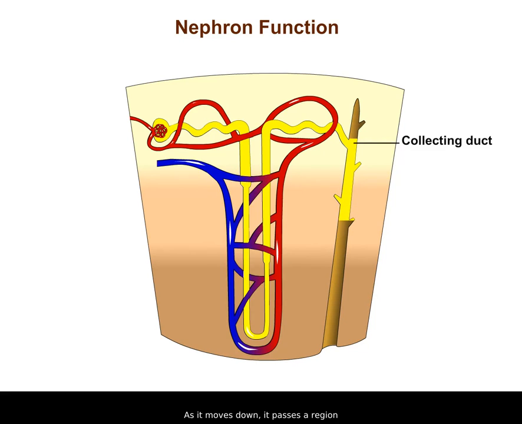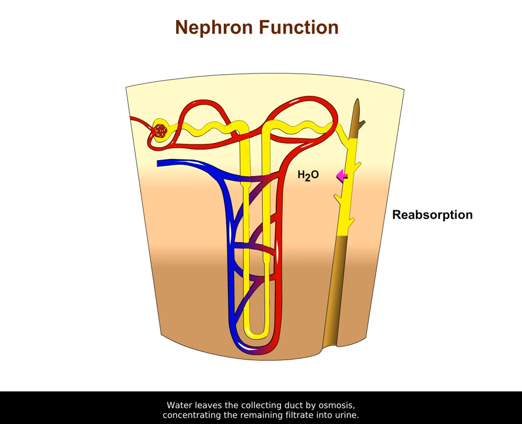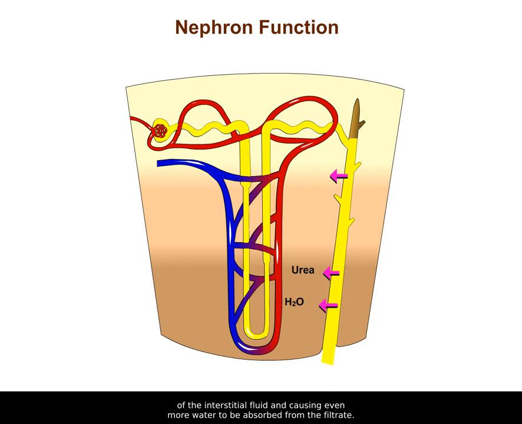As it moves down, it passes through a region where the surrounding fluid has a higher and higher solute concentration. Water leaves the collecting duct by osmosis, concentrating the remaining filtrate into urine. Urea is one of the main body wastes in urine, but here some urea actually diffuses out of the filtrate. The urea performs a useful function by adding to the solute concentration of the interstitial fluid and causing even more water to be absorbed from the filtrate.